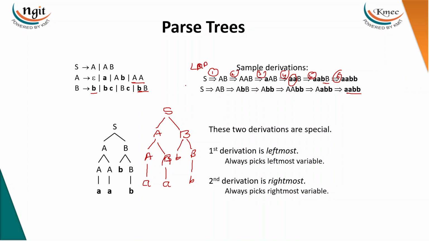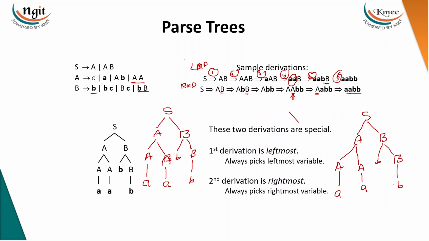Then the same string is derived by the rightmost derivation. See here, first S is replaced with AB. The rightmost non-terminal B is replaced with bB, A is not changed. Then the rightmost non-terminal B is replaced with small b. We got AbB... and then the rightmost non-terminal is A only, which is replaced with AA. Then the rightmost non-terminal A is replaced with small a, and again the rightmost non-terminal A is replaced with small a. Now see, I got it.